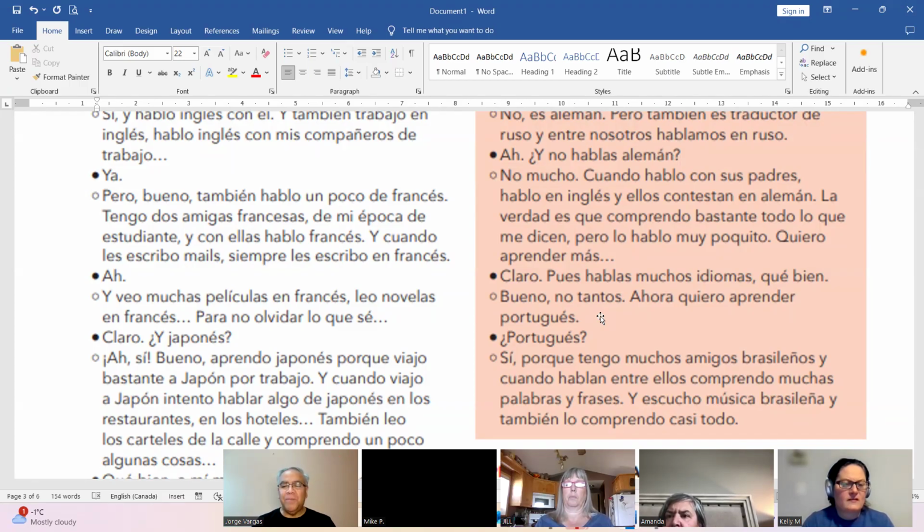What is the scope here? Now I want to learn Portuguese. And then we go with Portugués. And then could we read the last segment here at the count of three?